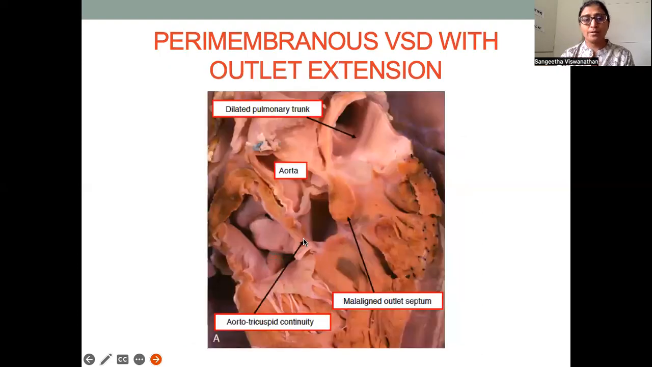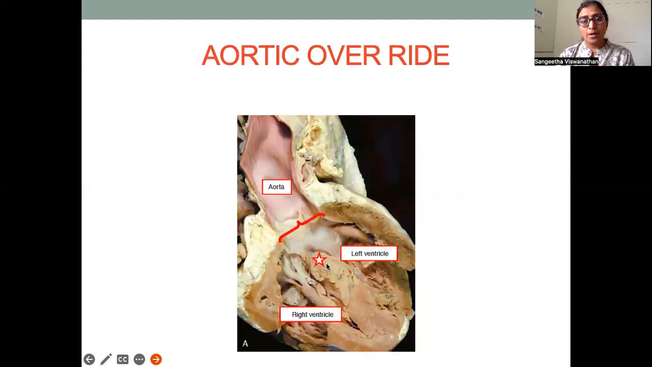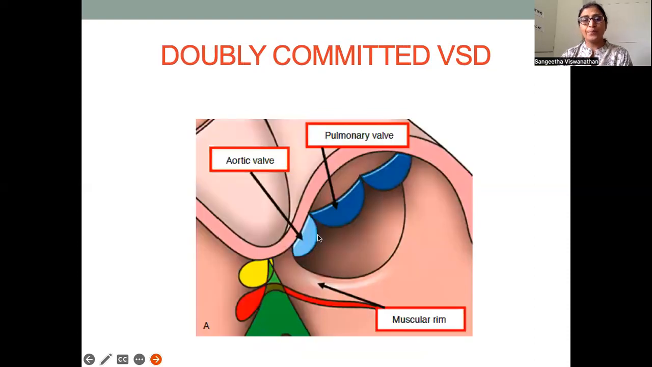They become continuous. Then we talk about aortic override, right? The tetralogy of Fallot. This is what it means. So it's the right ventricle, left ventricle. This is the interventricular septum, and you can see the aorta overriding the septum. Okay.